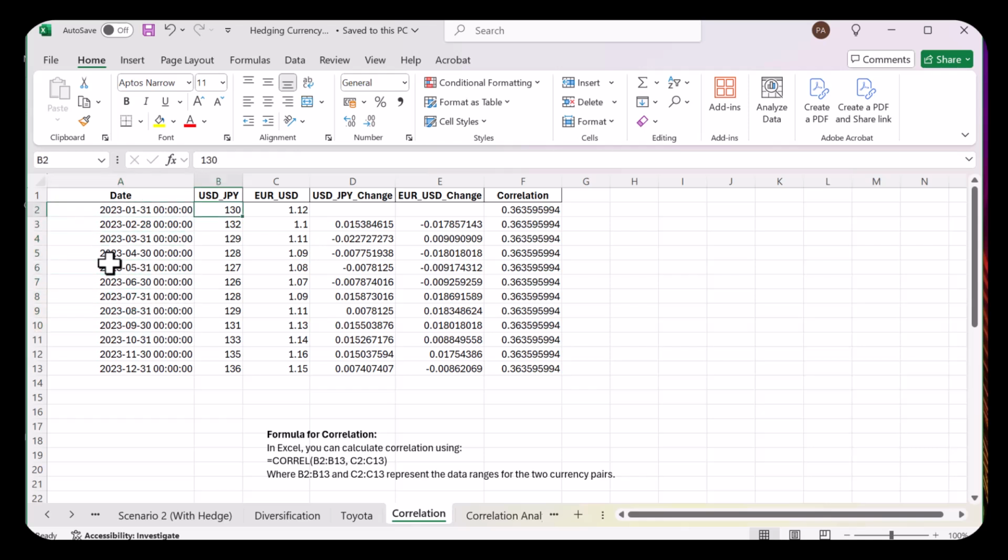So you have USD versus Japanese yen and USD versus euro. Okay, all the numbers are there. Then you look at these movements. The movement is given here: the dollar versus Japanese yen has actually moved from 130 to 132, then 129, then 128 every month. Now it is 136. Similarly, euro versus the USD. So that's a pair.